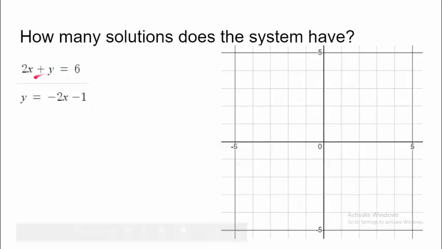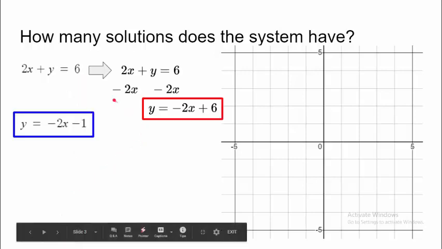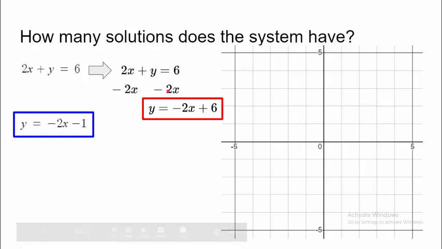Alright, so here we've got 2 equations. We're going to graph them and see how many solutions we might have. So notice this top equation, we're going to have to either find the y-intercepts or put it in slope-intercept form. So I'm going to put it in slope-intercept form first. So here it is. I've subtracted 2x from both sides, and now I've got y equals negative 2x plus 6. That's for the top equation. The bottom equation I'm just going to leave by itself.